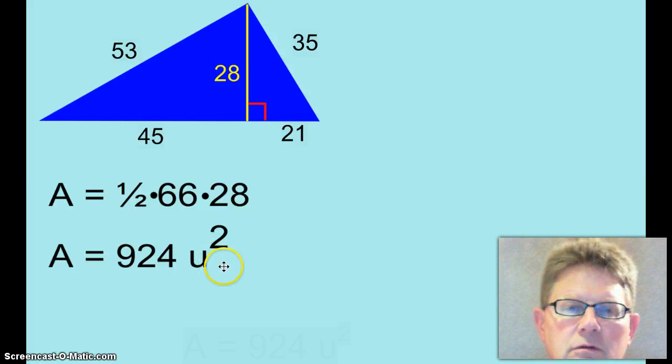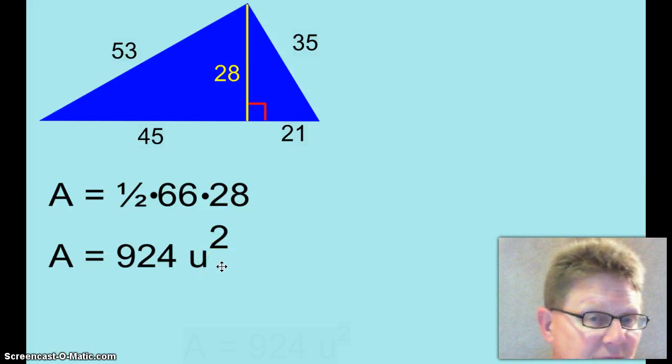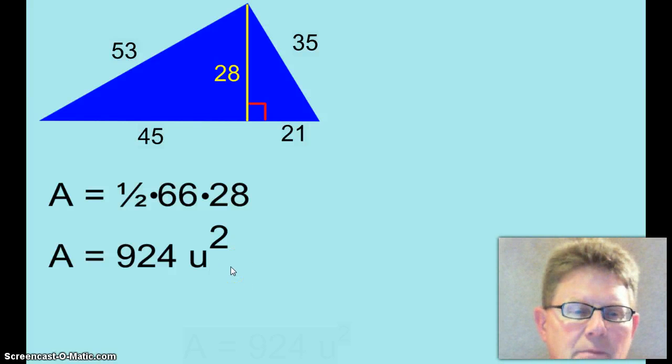This will conclude Honors Geometry 11.1, Area of Triangles and Parallelograms.